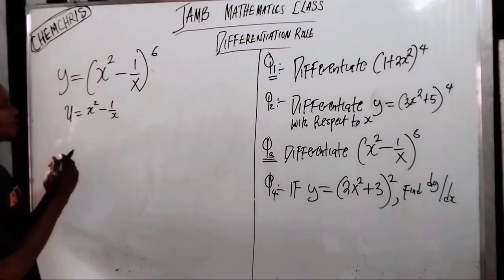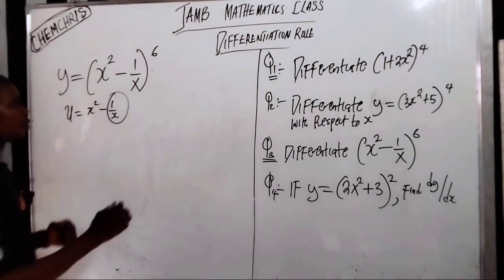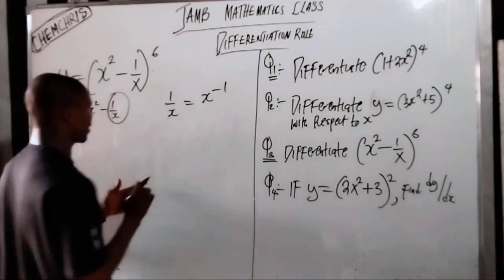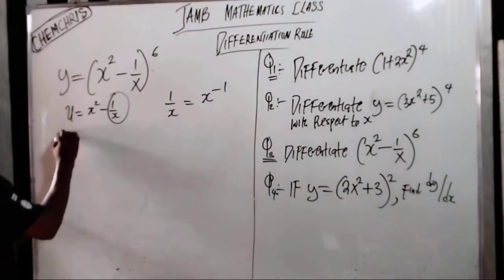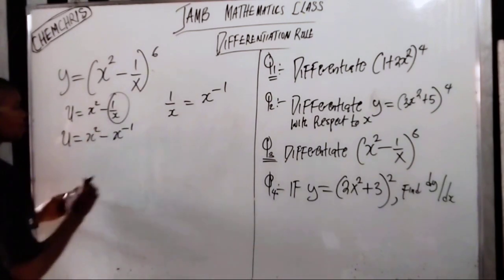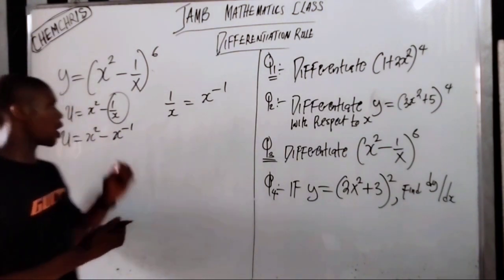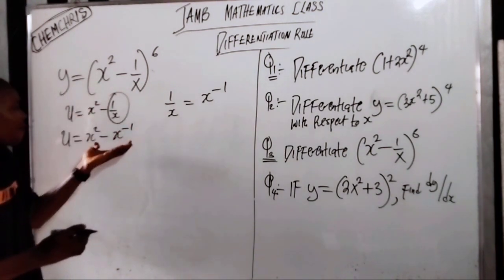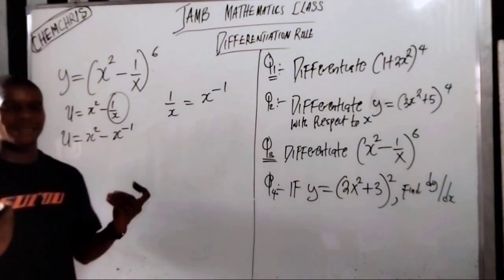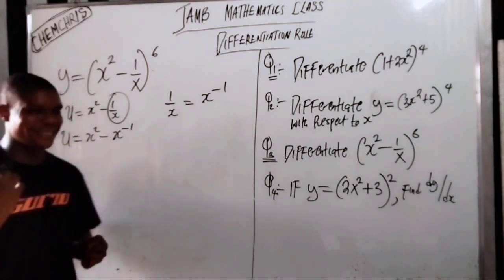Now, what we want to do here is write this one in index form, right? Remember, we don't have 1 over x, so this is x raised to minus 1, okay. So we have to write it like that. So it's going to be u equals x squared minus x raised to minus 1. For us to be able to differentiate this, it's very important. Whenever you have a function like this, it has to be like this in order for you to be able to differentiate it. That's why you need to understand what is called the indices. Do you understand?